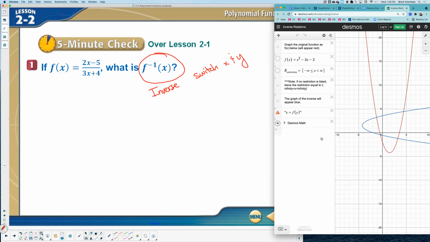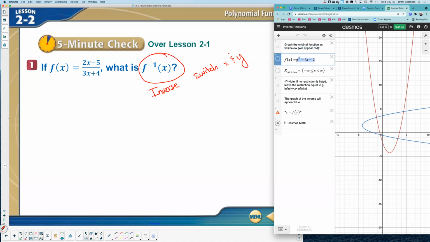Now, in all my pre-programmed graphs, I write down the directions. I give notes and all kinds of things because I'm expecting you to use this at home throughout the year when I'm not there to help you out. So I want to make sure you know how to use them. If you ever open one up, you can just read the directions. It says first, graph the original function as f of x below. And then it tells you it'll show up as red. So f of x is right here.